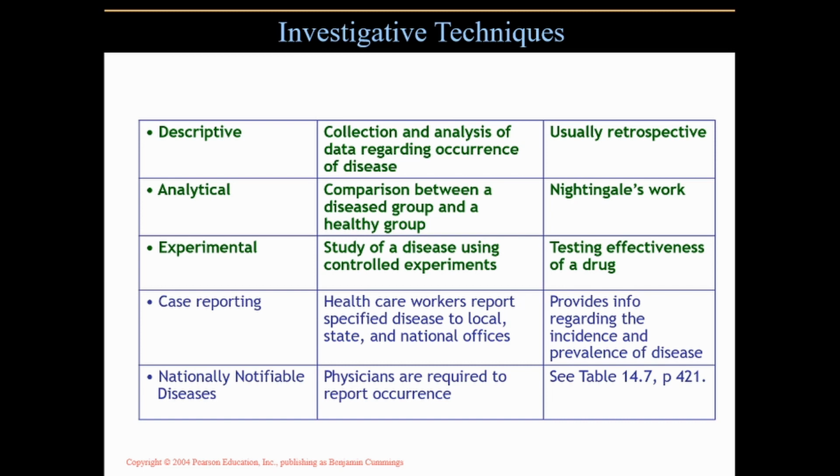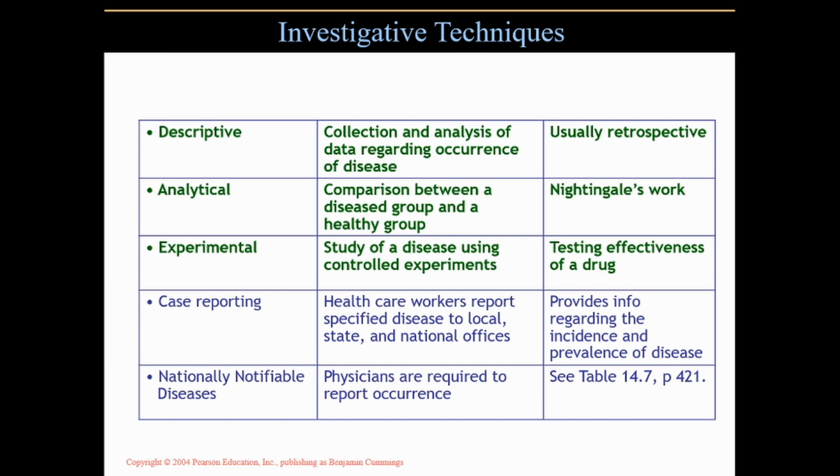She had a disease group and she had a healthy group, and she said, what's the difference between them? Why are the diseased men getting typhus? Why are they getting it so much more than this group over here? And she noticed that the group that was healthy, they were practicing better sanitation techniques than those who were in the diseased group. Experimental, study of a disease using controlled experiments like testing the effectiveness of a drug.